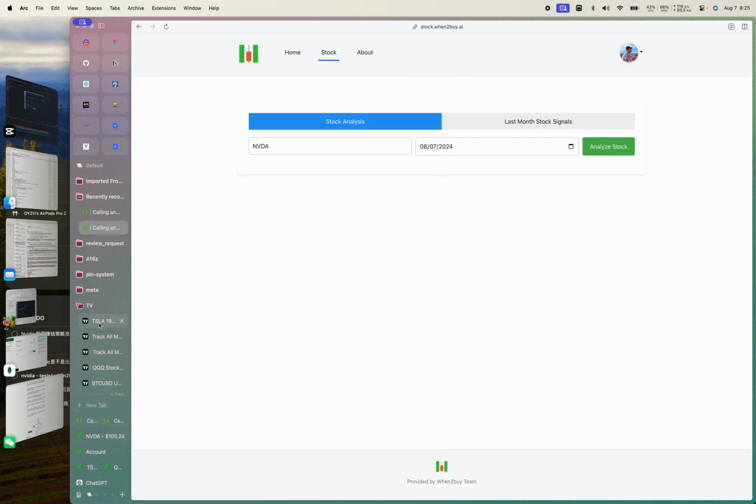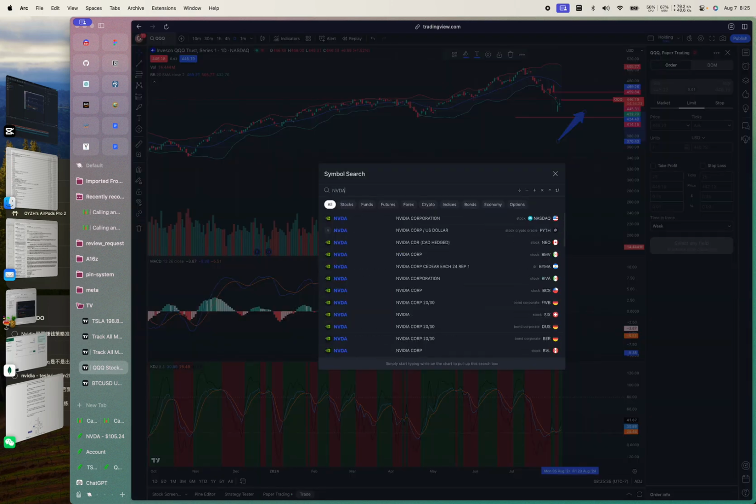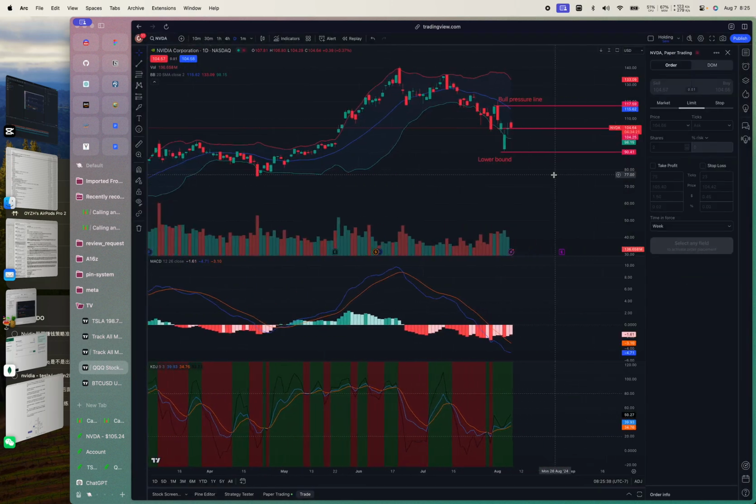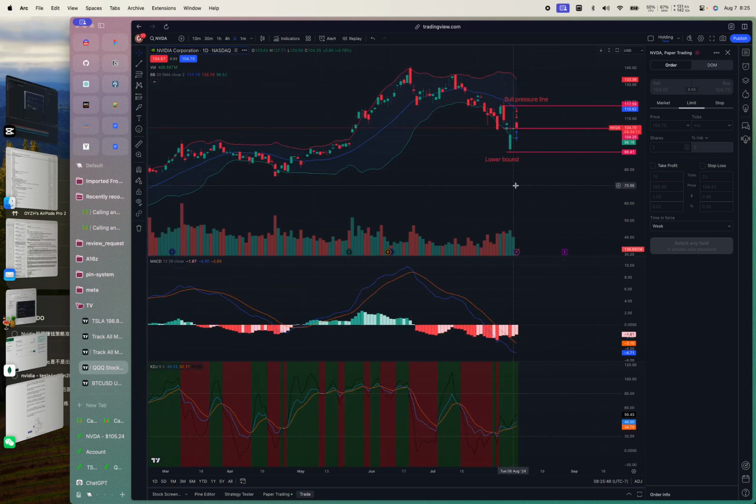Another thing is Nvidia. I'll quickly have a look at it. I think I will give a very similar claim to Nvidia. Okay, but it's okay. This is a red line. This is not good. I think Nvidia.